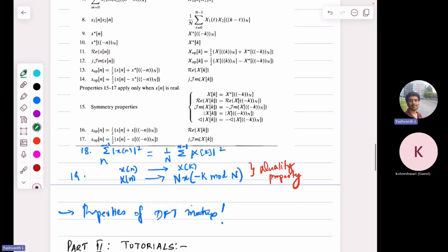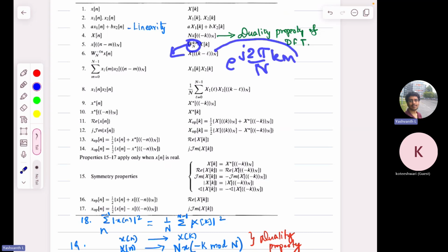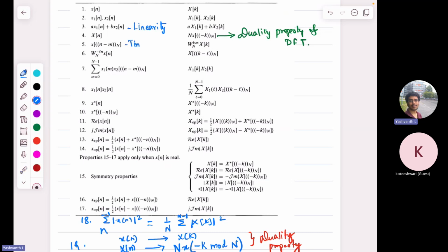Okay, so that is basically about the duality property. The next property is the time shifting property in the time domain. Basically, for x of n minus m modulo capital N, the corresponding DFT will be a phase shifted version of your actual DFT X of k. Here, W_N to the power km is nothing but e to the power j 2 pi by capital N into km, that is, the twiddle factor to the power km. This is your time shifting property.